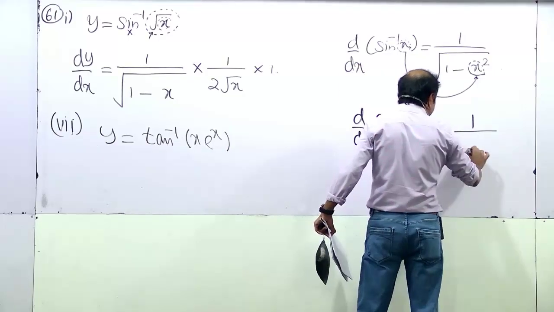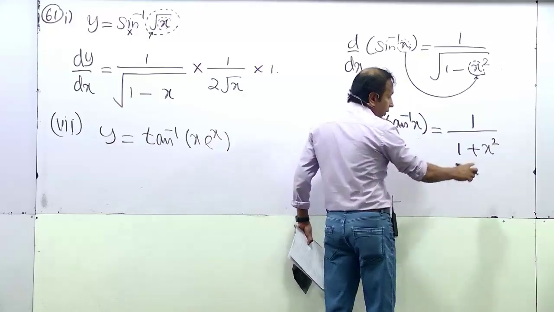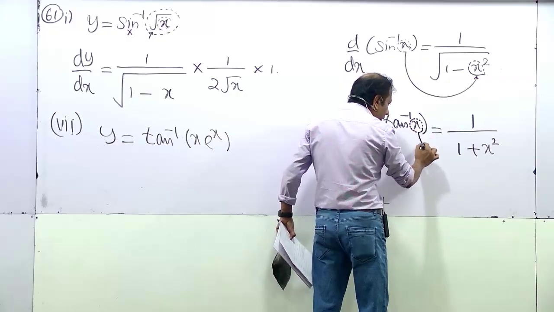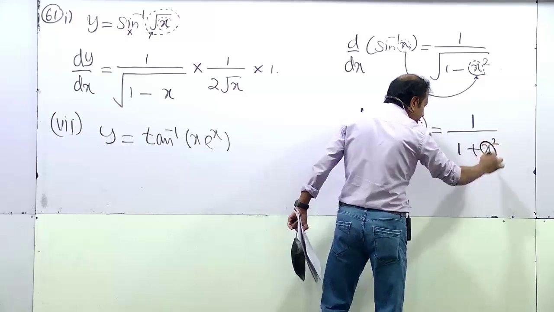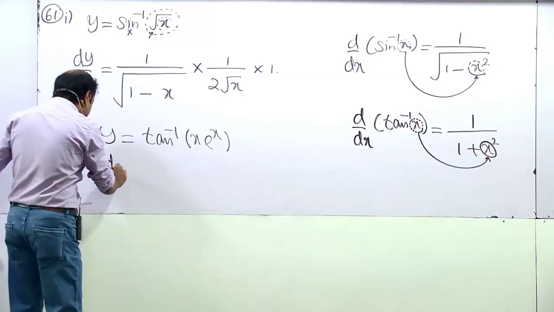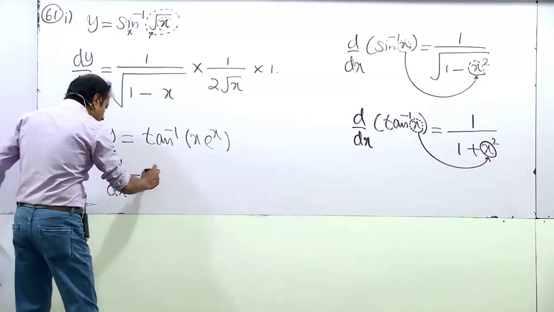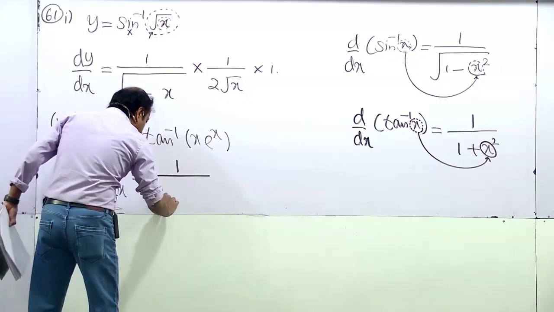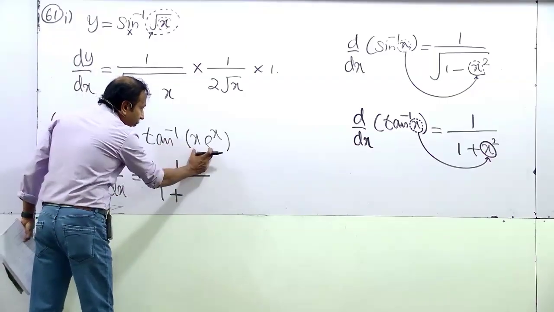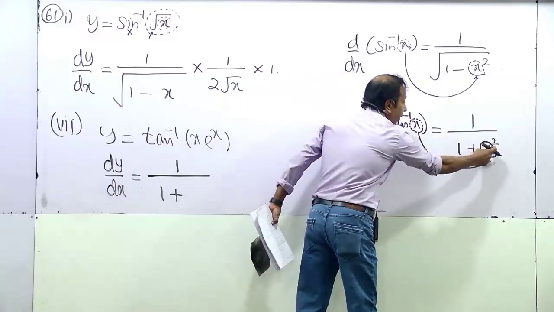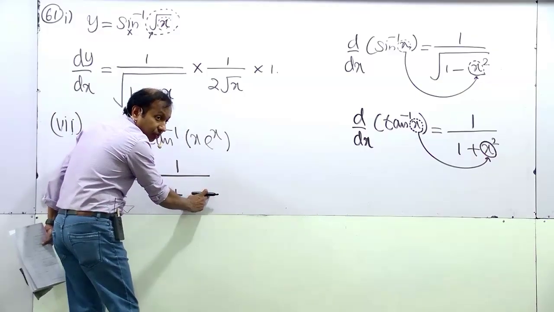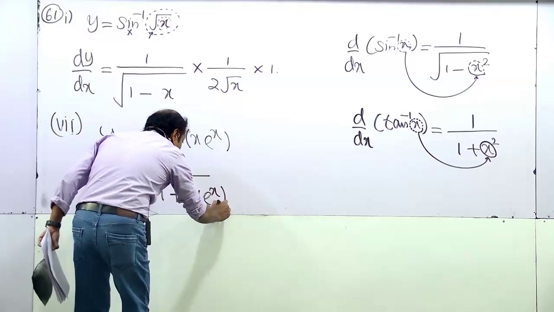1 over 1 plus x square. This x means this one, only coming in here as a square. Then the first one is tan inverse derivative, right? dy over dx is 1 over 1 plus, what should we write? After tan inverse, what do you have? We have to square here. Here we have x e to the x, so we must write x e to the x perfect square.